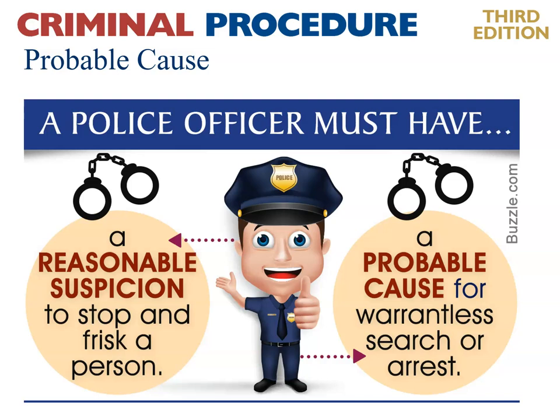So finally, before we move on, just to separate the two, you have reasonable suspicion on the left. This is what we need in order to stop someone for investigation and to also frisk them if we believe that they're dangerous or armed. And then on the right, we have the probable cause piece, which is what we need for a warrantless search or an arrest, or even a search warrant, if you remember from the previous chapter.